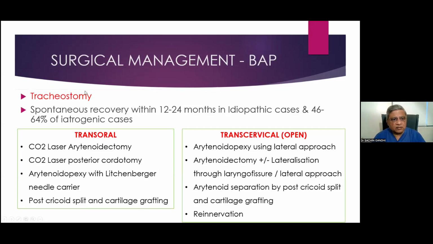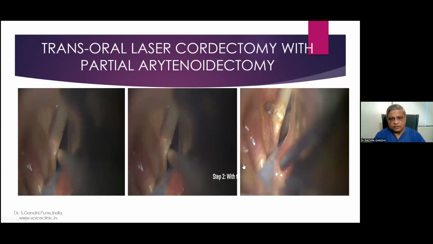Tracheostomy has been the management for many years, maybe 20, 30 years back. Now going into transoral procedures with the CO2 laser arytenoidectomy, cordotomy, or suture lateralization. You can open up with taking care of the airway, voice, and swallowing quite nicely. With vocal cord fixation, you can go transcervical or open, and then laryngeal expansion procedures.